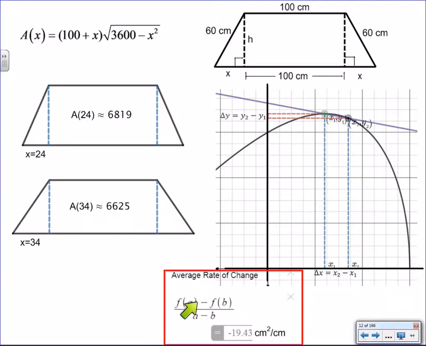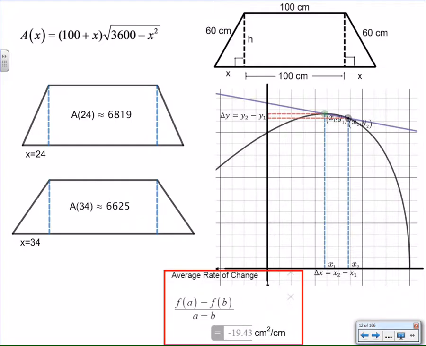So, by finding the change in y, that is the difference between these two areas, and dividing that by the change in x, which is 10 centimeters, we can calculate the change in area per centimeter increase. And what this says here, negative 19.43, is that for every centimeter from 24 centimeters to 34 centimeters, the area of the trapezoid loses about, or drops by about 19 square centimeters. So that's why it says negative 19.43 square centimeters per centimeter. Well, that's fine. That's advanced algebra, Algebra 2 kind of stuff.